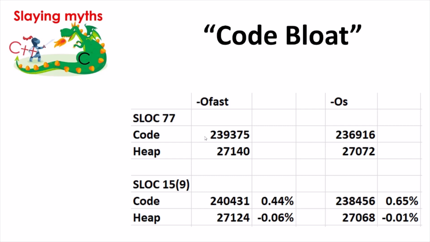Moving on then, let's look at code bloat first. Now then, here's the first nail in the coffin of people that will tell you that C++ is bloated. I tried two separate compilation optimizations, fast and S. As you can see, I can't argue that C++ is smaller, but I don't call 0.44% bloated. Neither do I call 0.65% bloated.